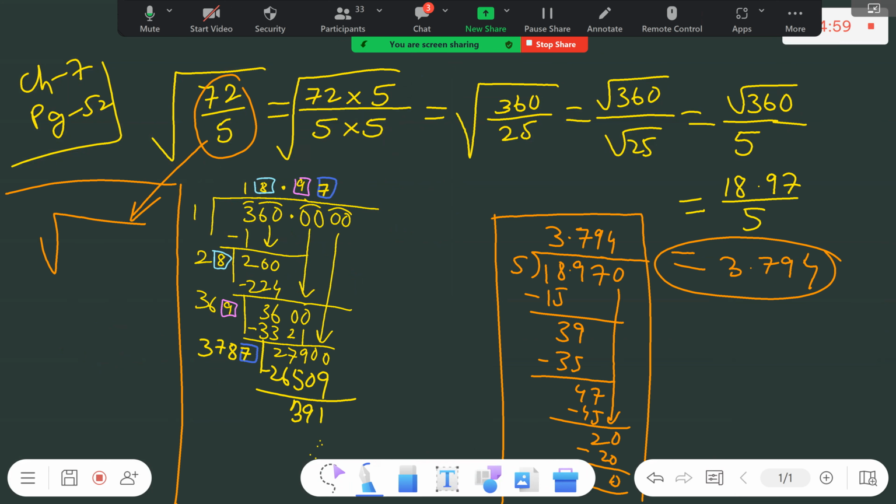It will become square root of... If you convert it into decimal, you know how to convert into decimal? Yes, sir. It will become 14.4. And the previous topic was finding square root of decimal numbers. You can find it now, isn't it? Has everyone written it down? Yes, sir. Can I erase the board? Yes, sir.